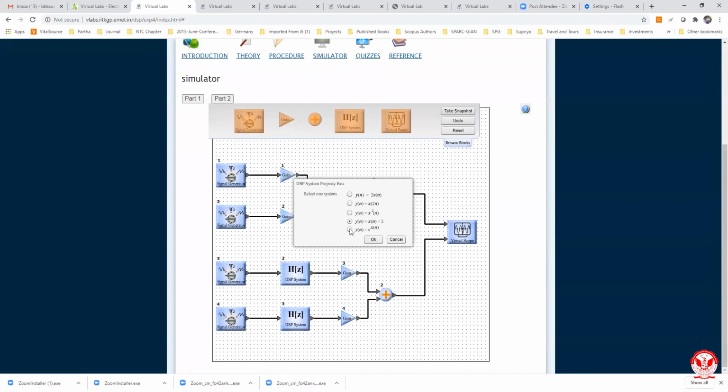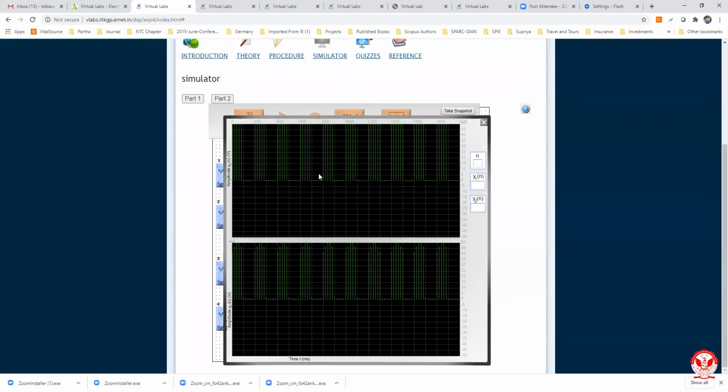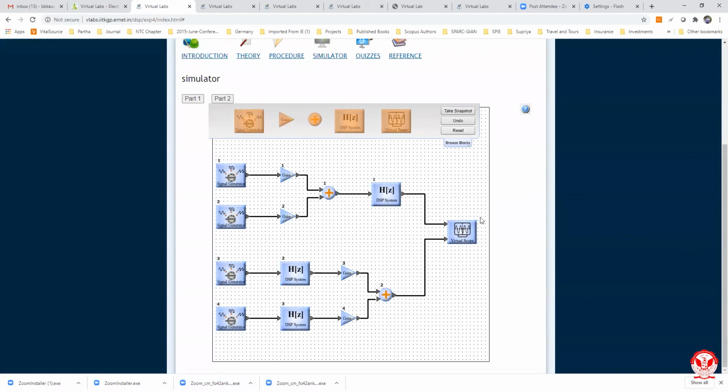The last one, yn equal to e to the power xn. Okay. yn equal to e to the power xn. So see this, what do we find? Difficult to say both are the same. That means the system is not a linear system. So with this experiment we have studied whether the system is linear or not. The first property we have studied.